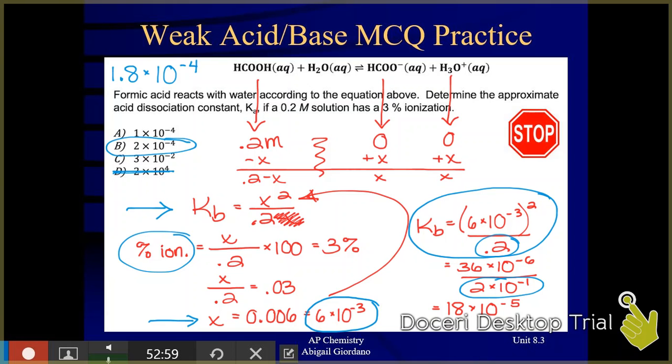Okay, and I would hope, guys, you could at least eliminate answer choice D here, because this is a weak acid. That is a very large value for a Ka, so that's not going to be the case for a weak acid. So at least you could have narrowed it down to A, B, and C.